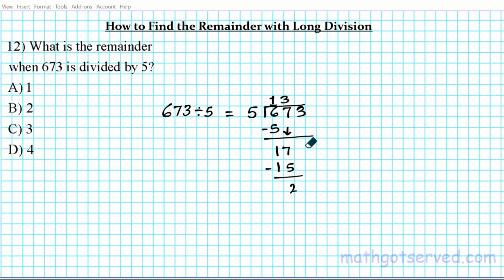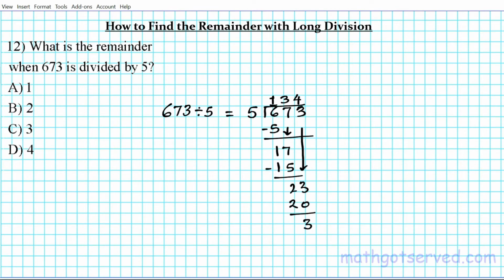And then you bring down the 3. All right, how many times does 5 go into 23? 5 goes into 23 4 times. 4 times 5 is 20. And then when you subtract, you have 3.